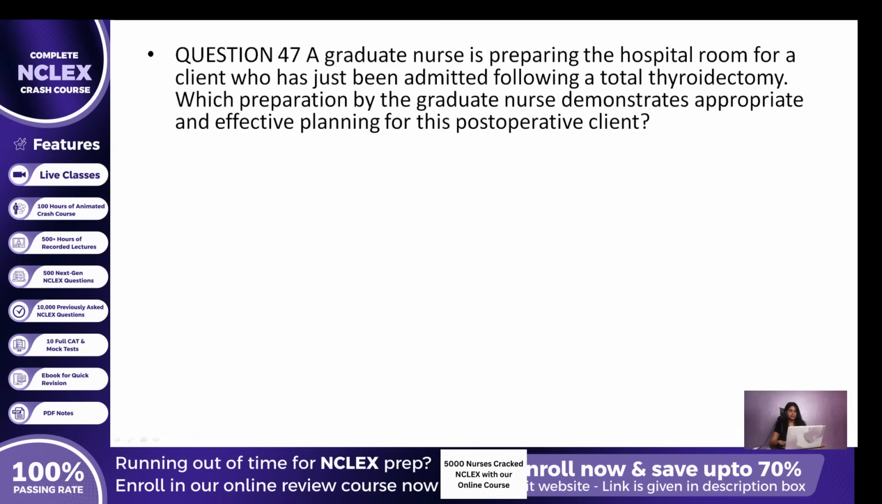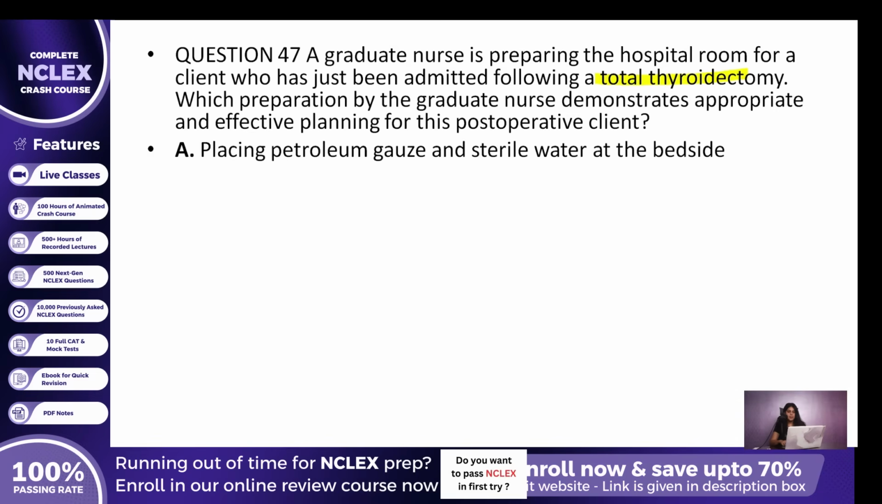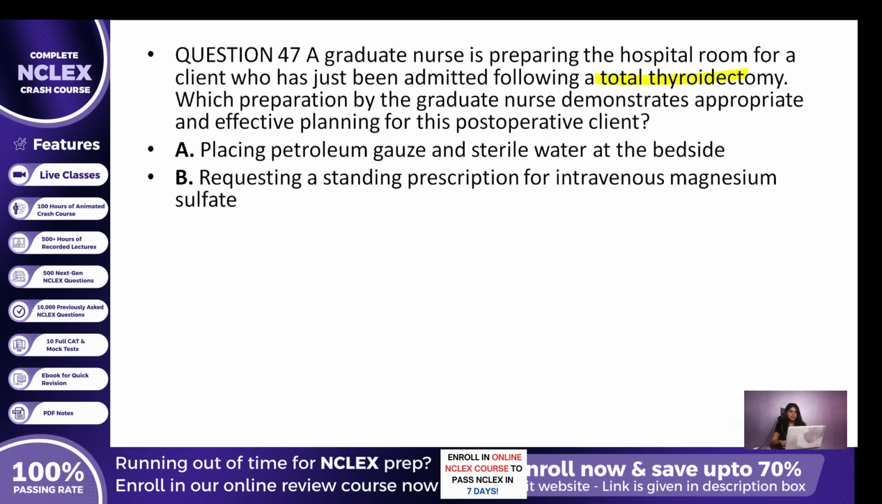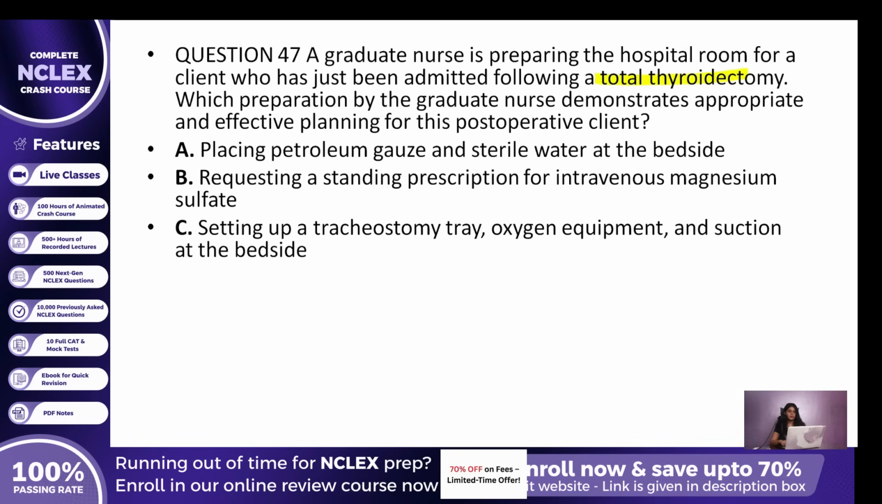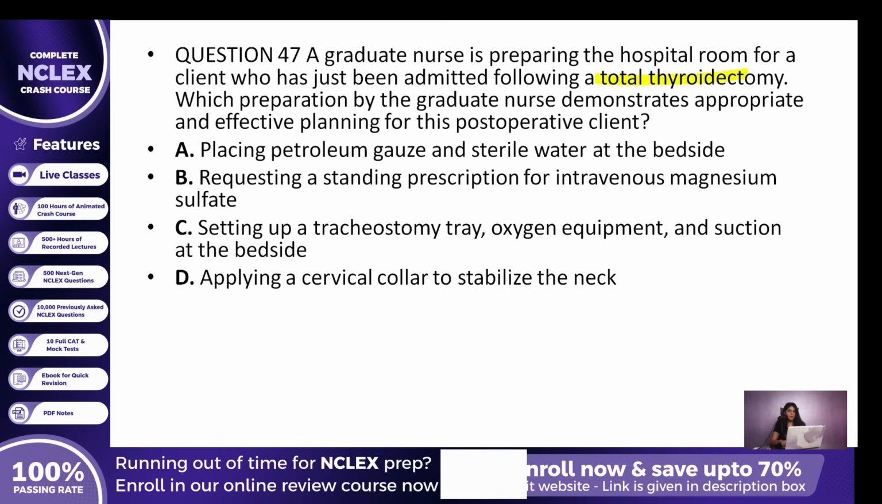As we transition into another key post-operative scenario, let us discuss the most appropriate room preparation for a client recovering from a total thyroidectomy. The options are Option A, placing petroleum gauze and sterile water at the bedside. Option B, requesting a standing prescription for intravenous magnesium sulfate. Option C, setting up a tracheostomy tray, oxygen equipment, and suction at the bedside. And Option D, applying a cervical collar to stabilize the neck.